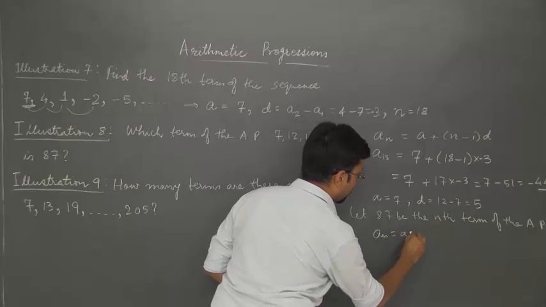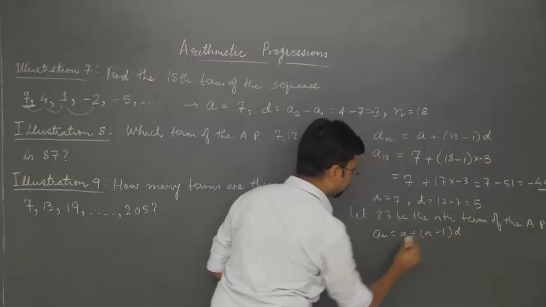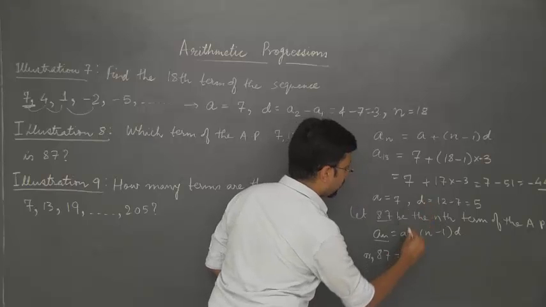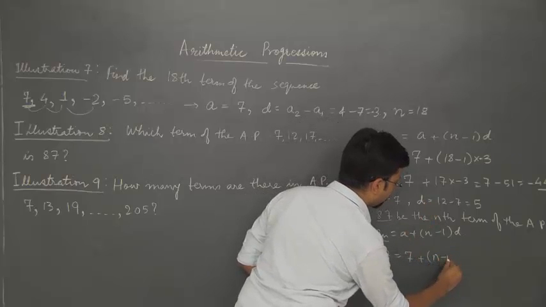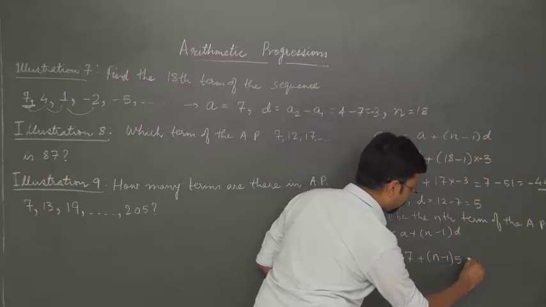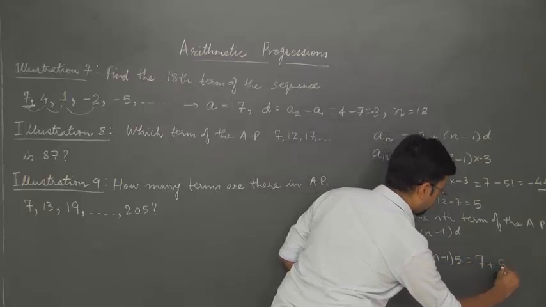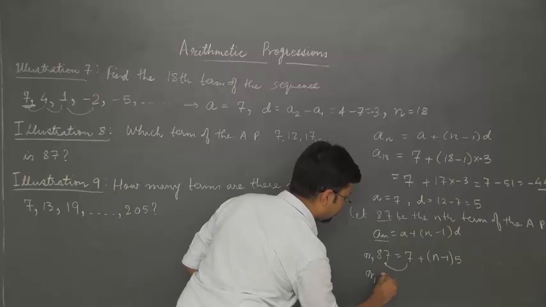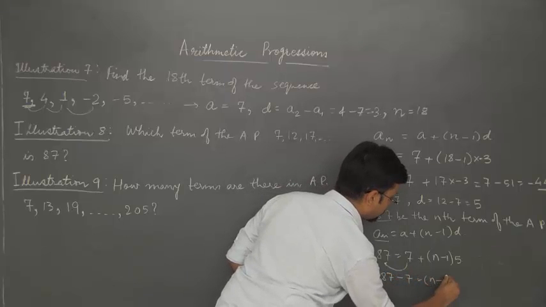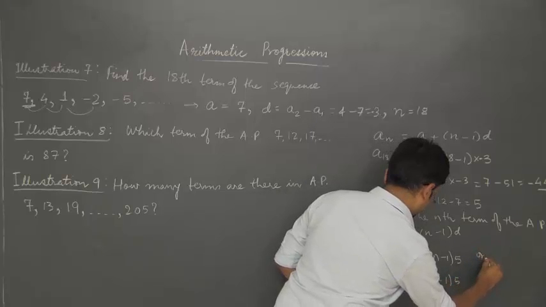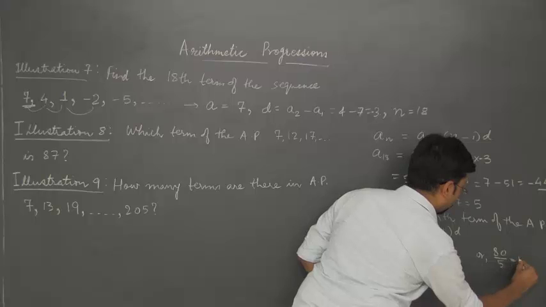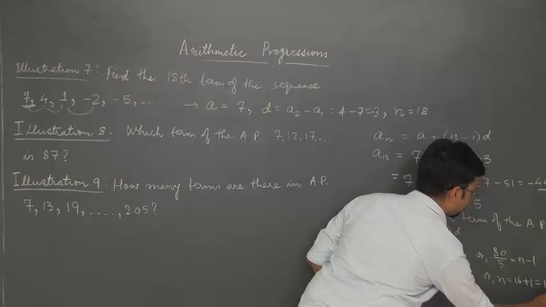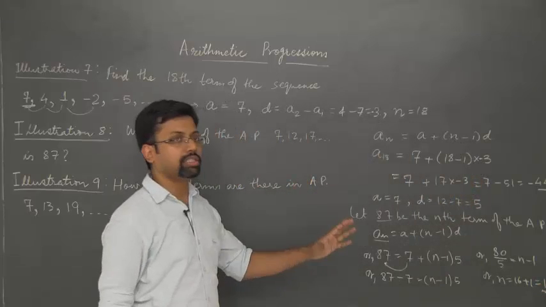Now how do we write it? An equal to a plus n minus 1 into d. An is 87, it is given. So we can write 87 is equal to, a is 7, n we have to find out, we don't know which term it is, and d is 5. We get 7 plus 5 into n minus 1, or let's simplify it. We take 7 here. So what we get is 87 minus 7 equal to n minus 1 into 5, or 80 by 5 is equal to n minus 1, or n equal to 16 plus 1 equal to 17. So 87 is the 17th term of the given AP.